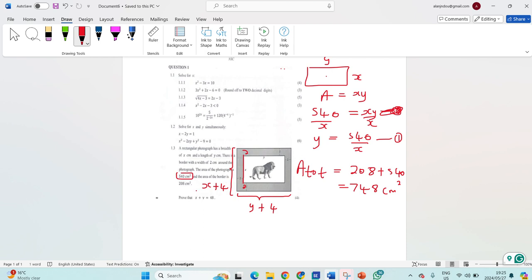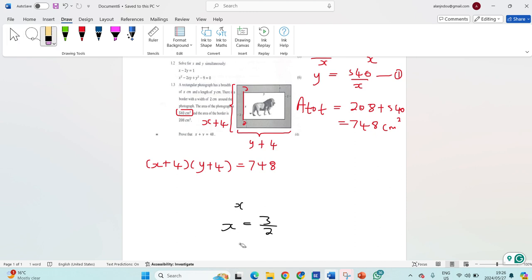Now let us see how we can determine this. Because this is the width and this is the length, what do we know about the area of a rectangle? It's length multiplied by width. This means that when I multiply x plus 4 by y plus 4, I must get a total answer of 748. Now let's do the distribution and expand this. I multiply x by y, which gives me xy, plus x multiplied by 4 is 4x, 4 multiplied by y is 4y, and 4 multiplied by 4 is positive 16, and it's equal to 748.